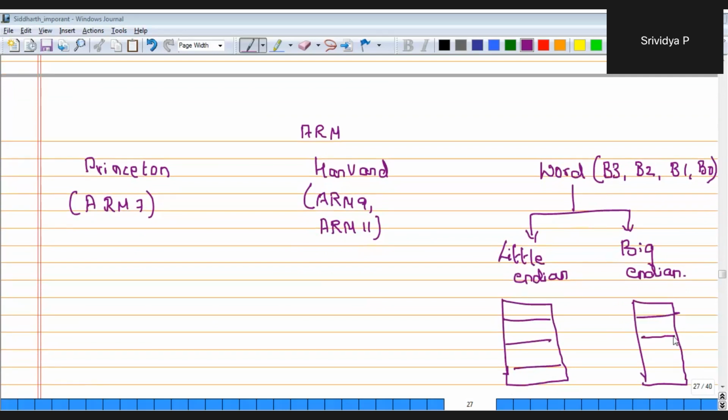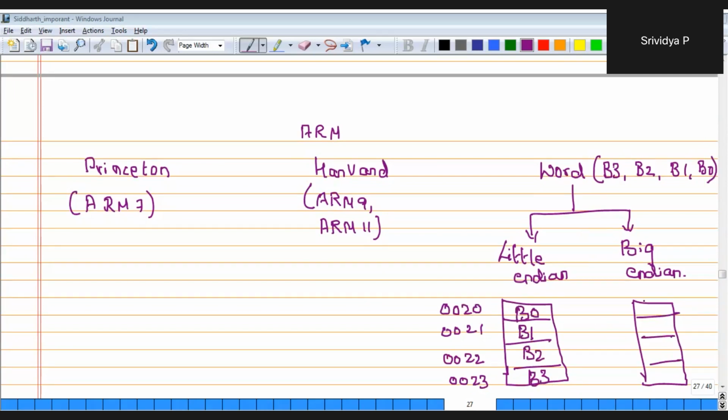So in little endian format, let me say that 0020 is the lowest address, 0021, 0022 and 0023. These are my addresses of the memory location. If little endian format is followed, the LS byte, least significant byte, which is B0, will be stored in the least address. Then B1, then B2, then B3.